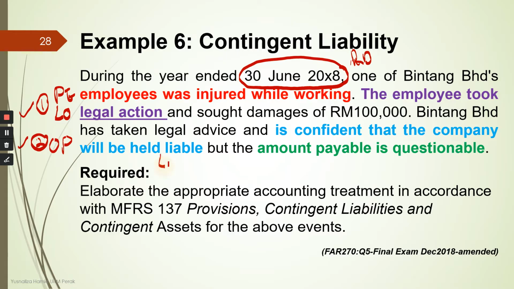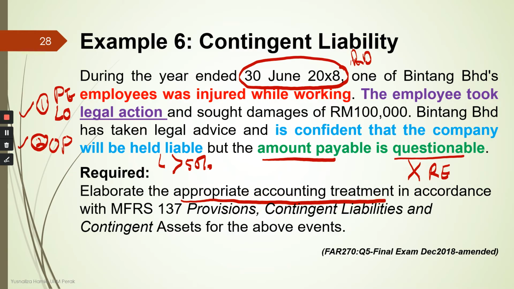Being held liable means the chances that you will be required to settle the obligation are 50% or more. However, the amount payable is questionable, meaning that a reliable estimate cannot be measured. So this does not meet the criteria for recognition of a liability, a provision. You are asked to explain the appropriate accounting treatment. So you shouldn't say this is a provision because it does not meet the 3 criteria. This is actually a contingent liability.